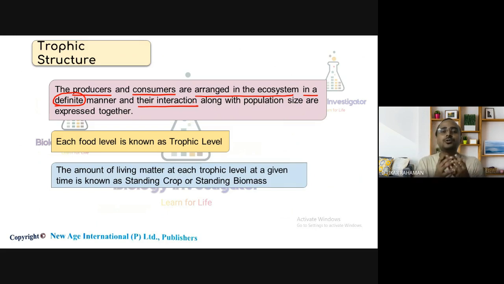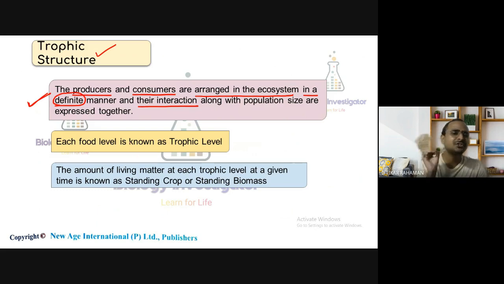So these things can be expressed together, and this is known as trophic structure. So if you are asked what is trophic structure, okay, you can write like this, you can tell like this.